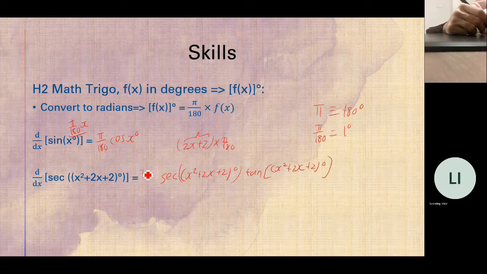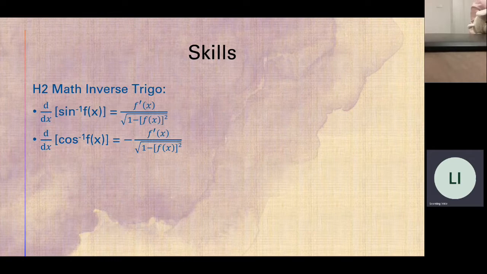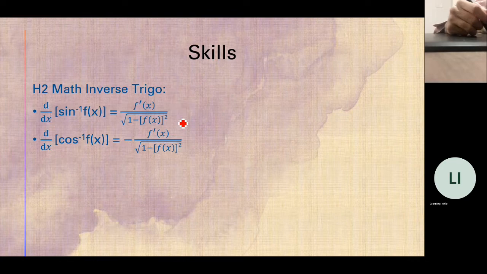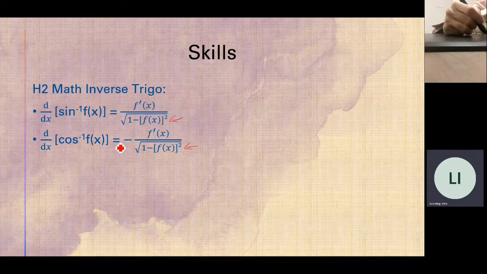Right, fantastic. Now, inverse trigo. Sine inverse and cosine inverse, very similar. All right, the classic root of 1 minus function squared. But the difference is that cosine inverse has a negative sign, sine inverse has no negative sign. All right, it's actually very similar to sine and cosine by itself, right? Sine becomes cosine becomes minus sine. So it kind of carries over here as well.